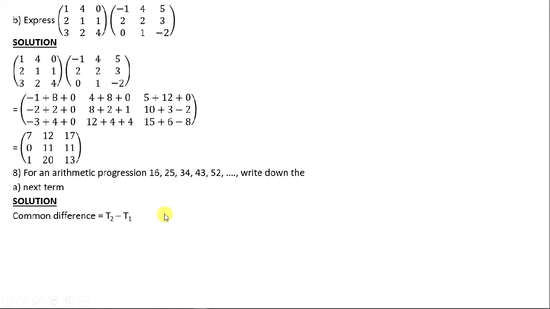So for our common difference, we pick the 2nd term and the 1st term. We have 25 minus 16, which is giving us a 9. So the difference was 9. For us to find the next term, we have to add 52 plus 9. Let's do that. So for our 6th term, 52 plus 9 is giving us 61. That is our answer.